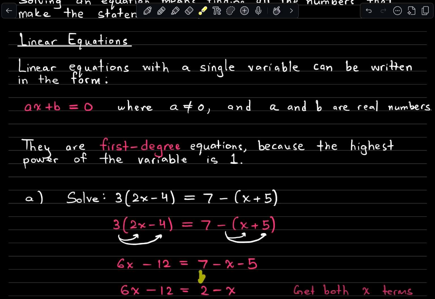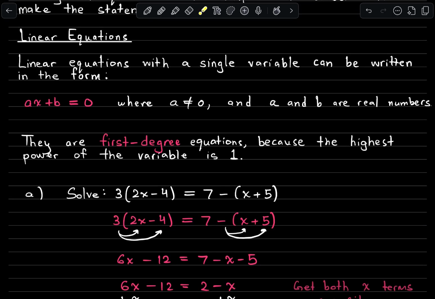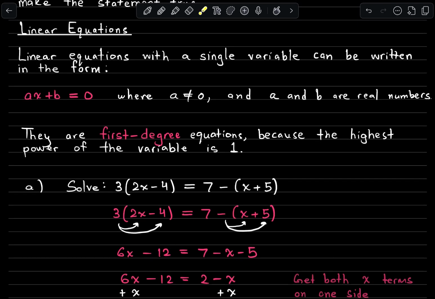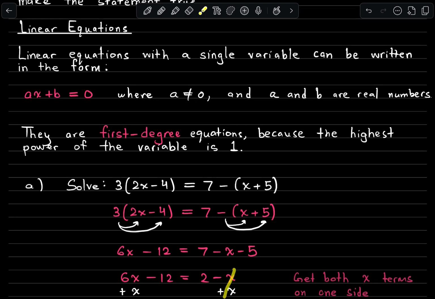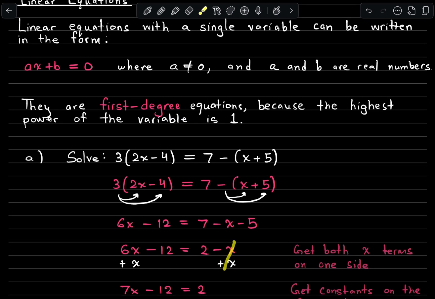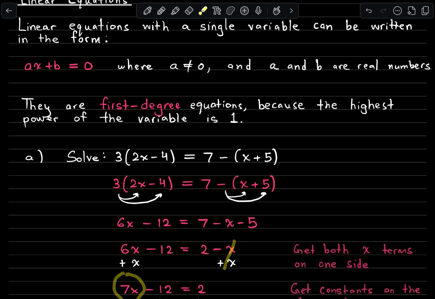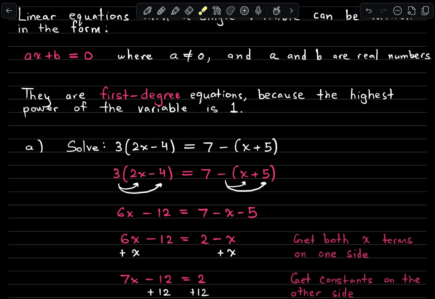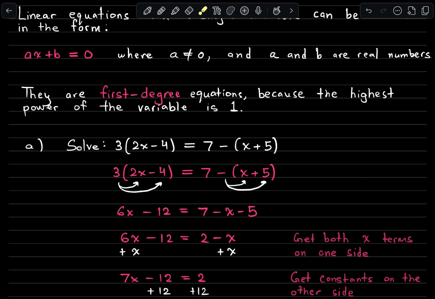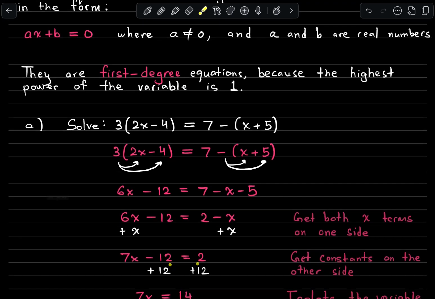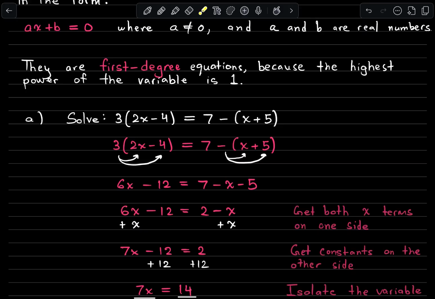Well, we can combine like terms first on either side, so 7 − 5 is going to be 2, but we want to collect all the x terms on one side, and all of the constants onto the other side. So let's move the x's over to the left side. So we can add x here and add x here. So this will be gone from the right side, and on the left side we're now going to have 7x. And then the same thing we're going to do to the constants. We're going to move the 12 over to the other side. Plus 12 and plus 12. We'll be left with 7x = 14.